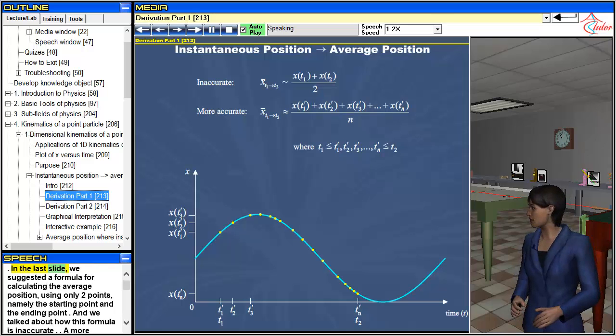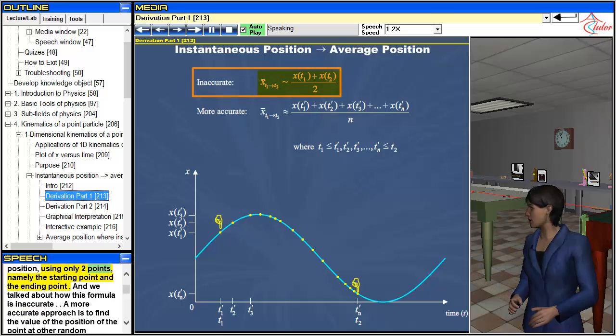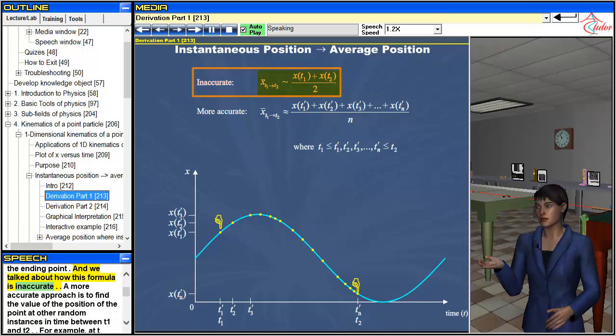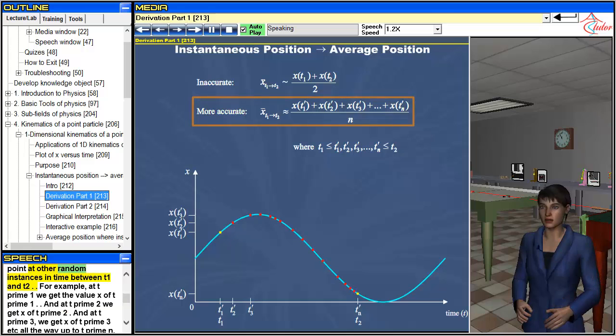In the last slide, we suggested a formula for calculating the average position, using only 2 points, namely the starting point and the ending point. And we talked about how this formula is inaccurate. A more accurate approach is to find the value of the position of the point at other random instances in time between t1 and t2.